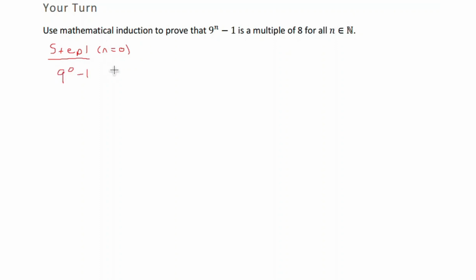9 to the 0 minus 1 is equal to 9 to the 0, which is 1, so that's 1 minus 1, which is 0, which is divisible by 8. So it holds for n equals 0.